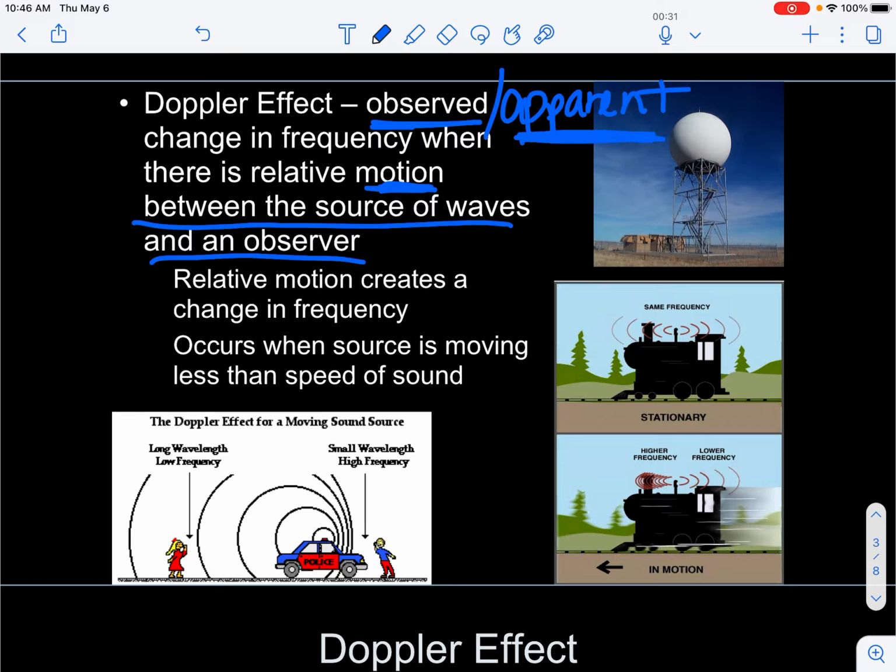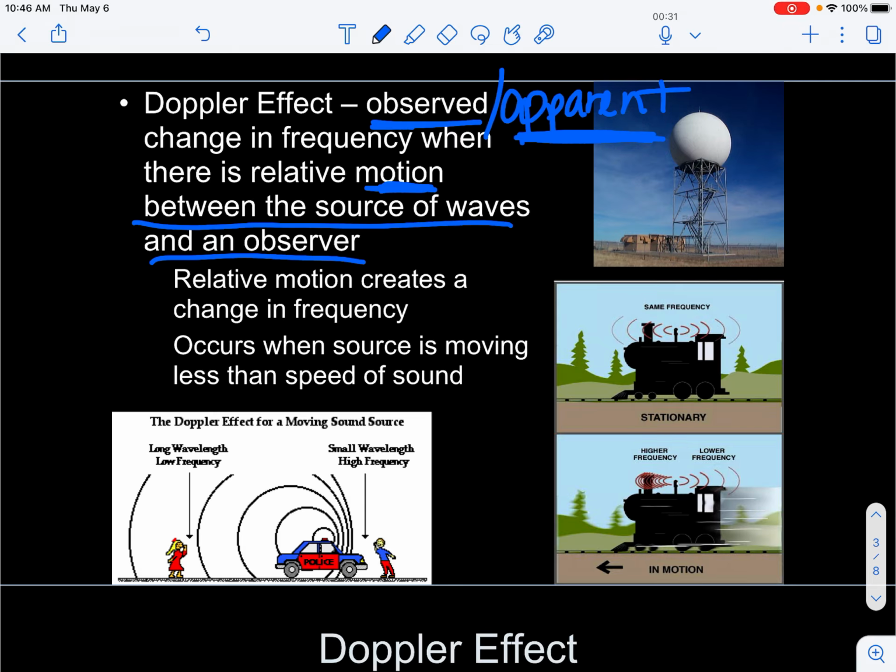So think about where you have mostly seen this, in like an ambulance coming towards you, or a fire truck, or a police officer coming towards you with their sirens going. So that sound that is being produced is not changing frequency.